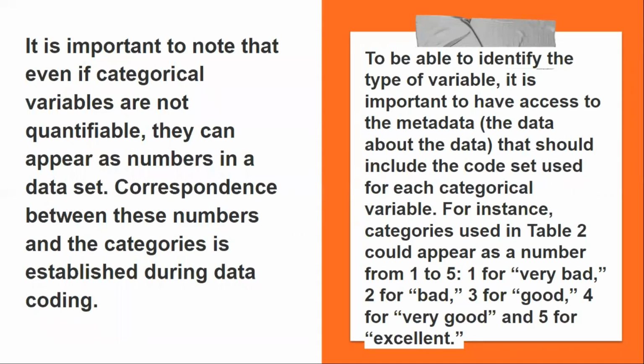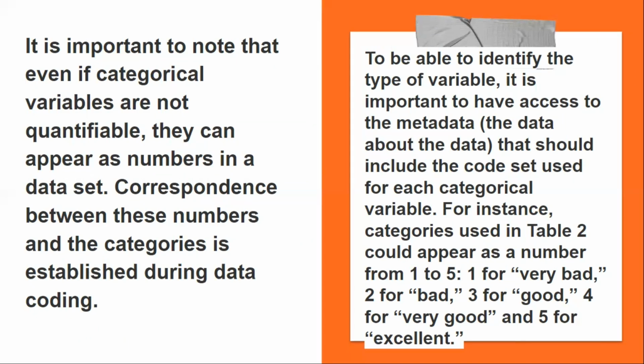They can appear as numbers in the data set. So the correspondence between these numbers and the categories is established during data coding. To be able to identify the type of variable, it is important to have access to the data about the data. They should include the code set used for each categorical variable.